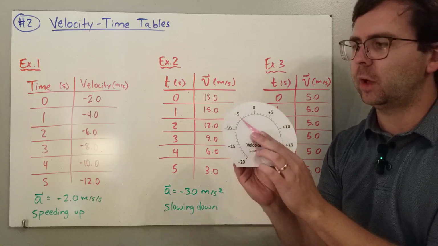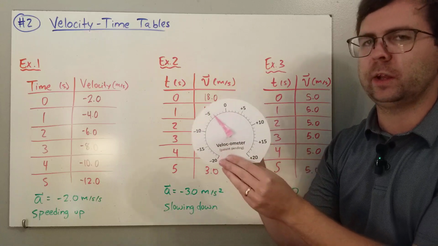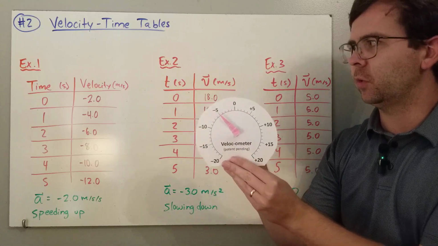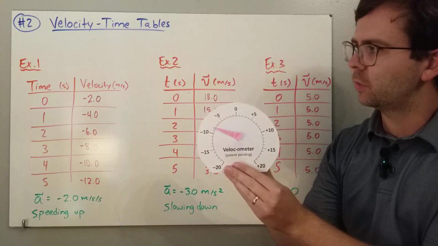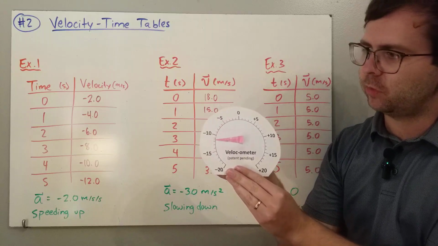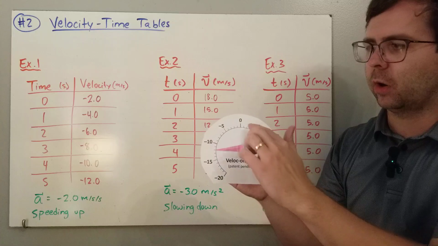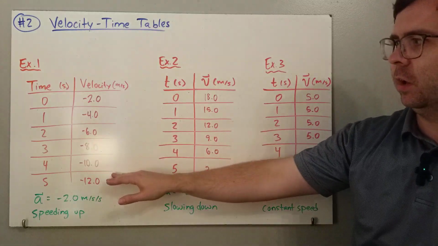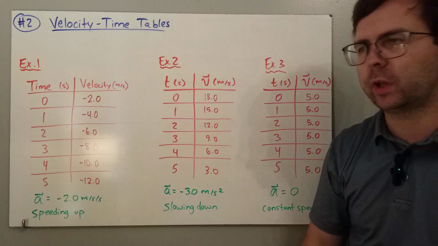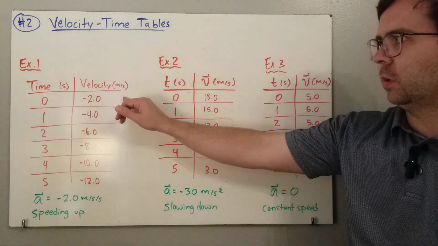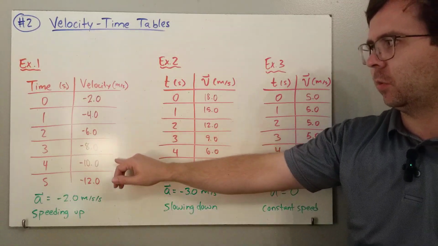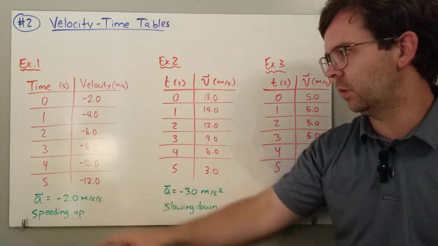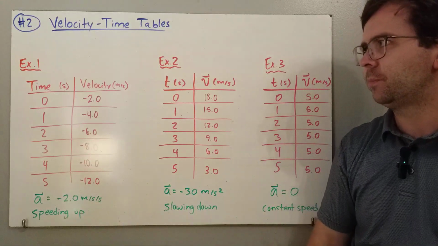Remember our velocimeter. So starting out at a -2, and then over time that goes to -4, -6, -8, -10, ends at -12. So we are speeding up, and you can see this is an average acceleration of -2 meters per second each second. So we're jumping 2 each time. We're going 2 in the negative direction, so that's our acceleration.